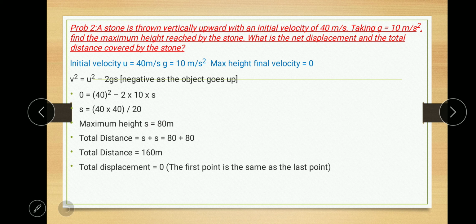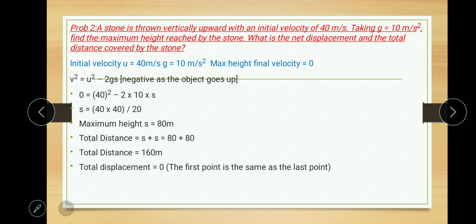Next, problem number 2. A stone is thrown vertically upward. Upward means g will be negative, with an initial velocity u of 40 meter per second. The problem says to take g equal to 10, not 9.8. Remember this: 10 meter per second square. Find the maximum height reached by the stone. What is the net displacement and the total distance covered by the stone?